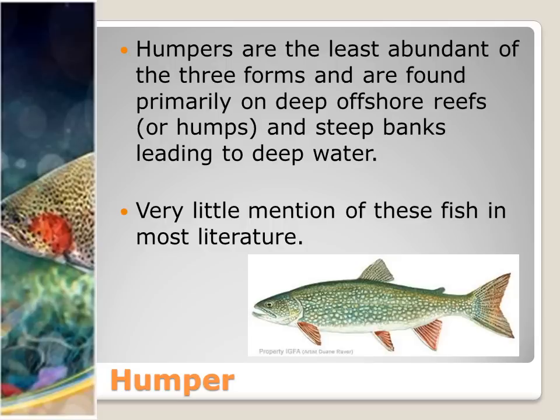Humpers, or paper bellies, are found only in Lake Superior and resemble the siskiwit in appearance, but have thin ventral body walls and a small size at maturity. The humpers are the least abundant of the three forms and are primarily found on deep offshore reefs and steep banks leading into deeper, cold water.